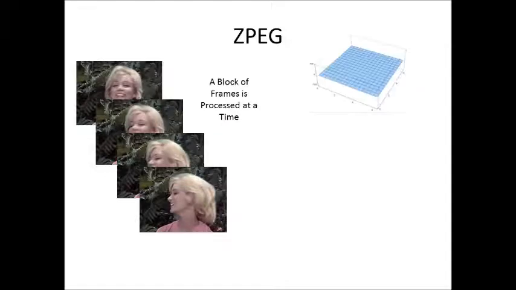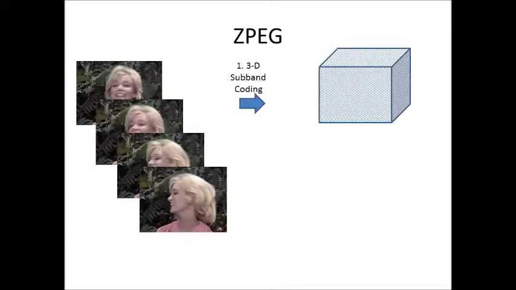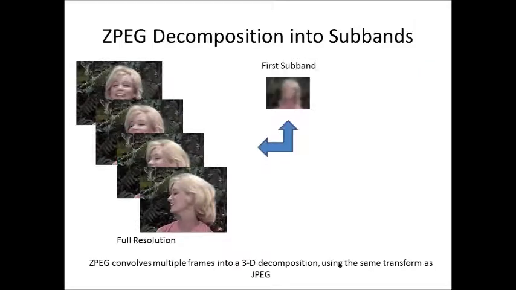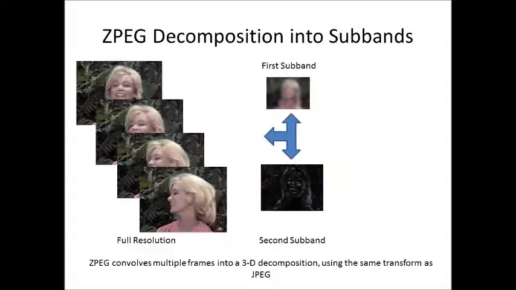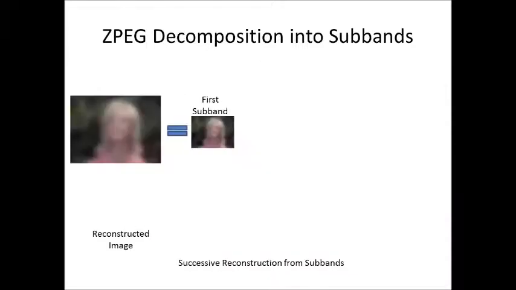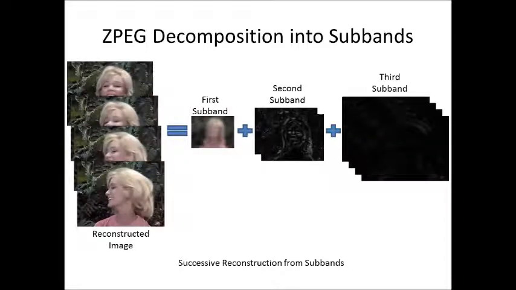ZPEG differs from JPEG in that it represents multiple frames of video in a single three-dimensional transform. Each subband is individually quantized, analogously to JPEG. An adaptive Huffman compression technology is applied to the final compression step. The decomposition of 8 frames creates 512 subbands. Each subband has distinct spatial and temporal frequencies.